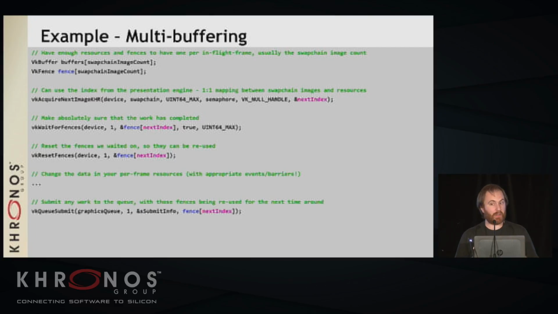You could use events if you really wanted to, but it's a little pointless, and fences are a lot more lightweight from that perspective. Very conveniently, the acquire next image when you're doing rendering to a Windows system actually provides you with an index you can use here. So if you've set your swap chain size to be 3 images, then you know that if you just set 3 sets of resources for all your multi-buffering, you can just use that index for the whole thing every frame, which makes things quite simple.